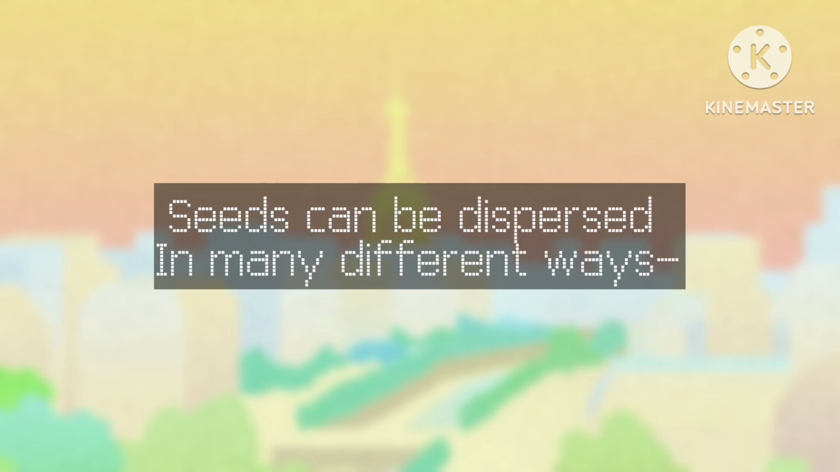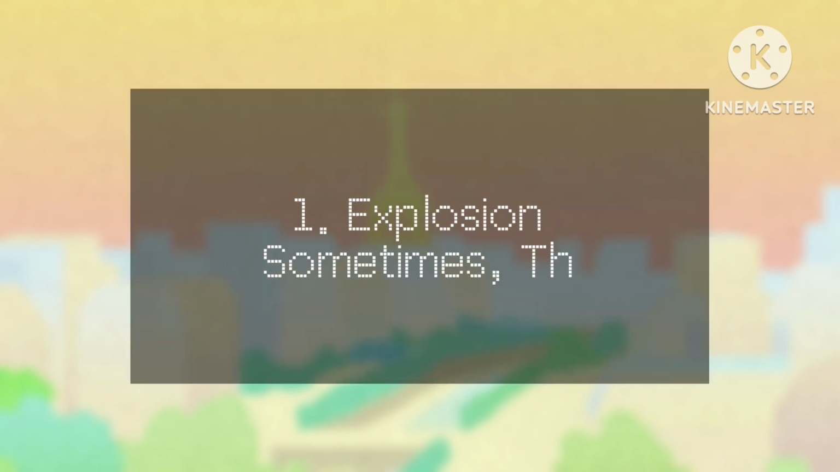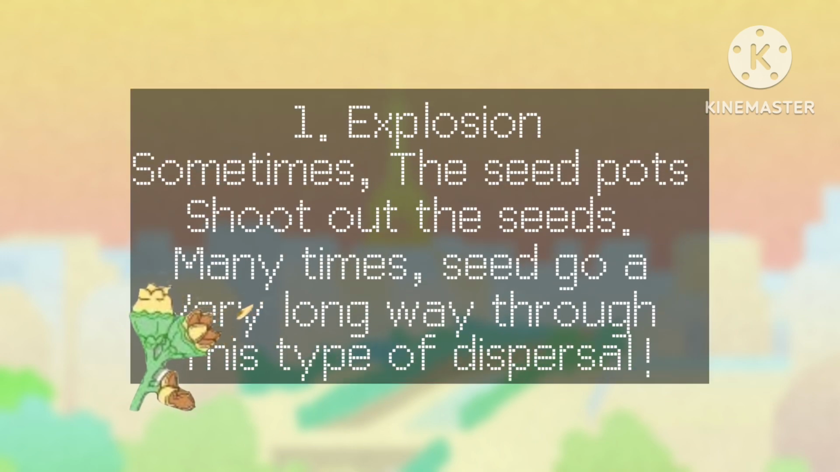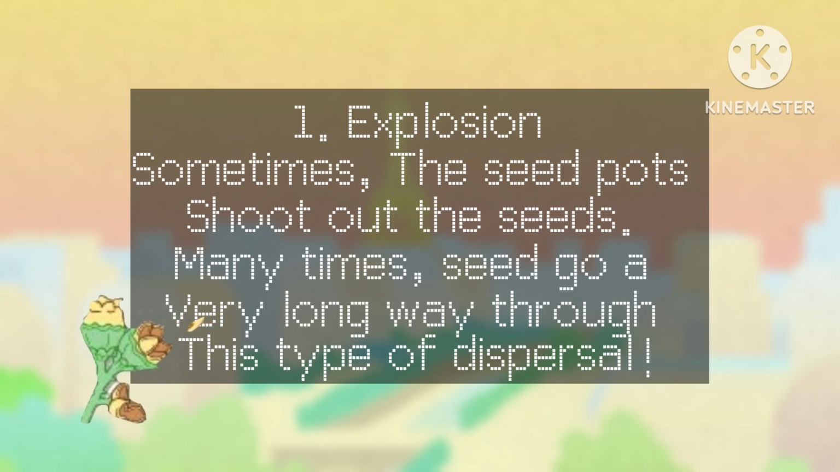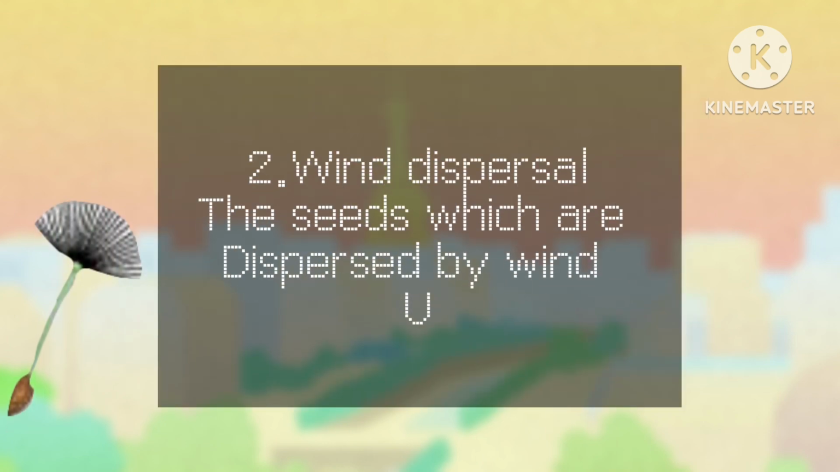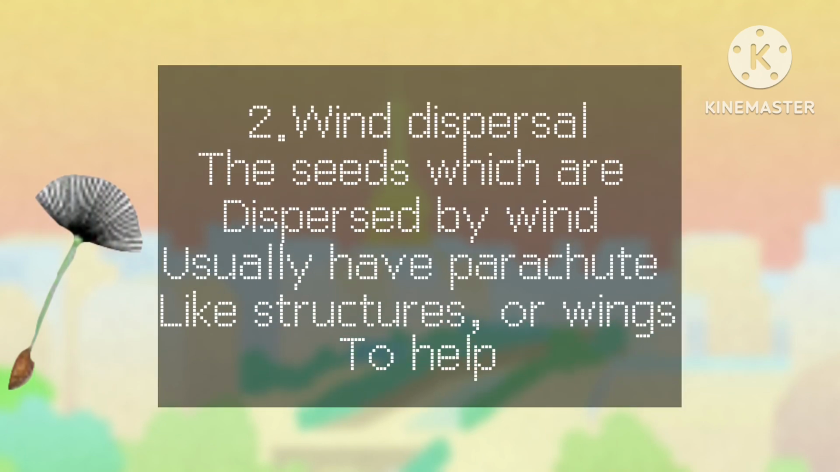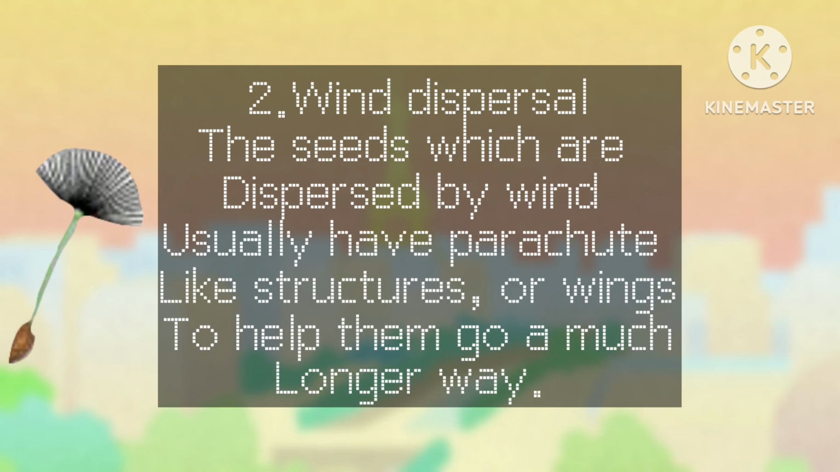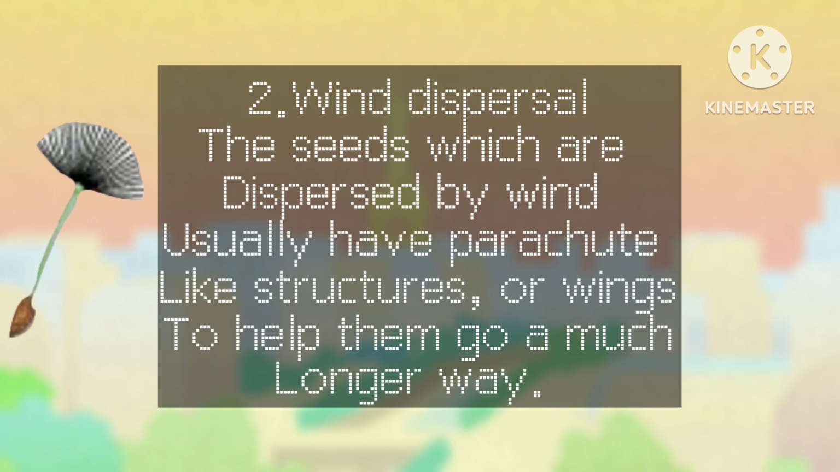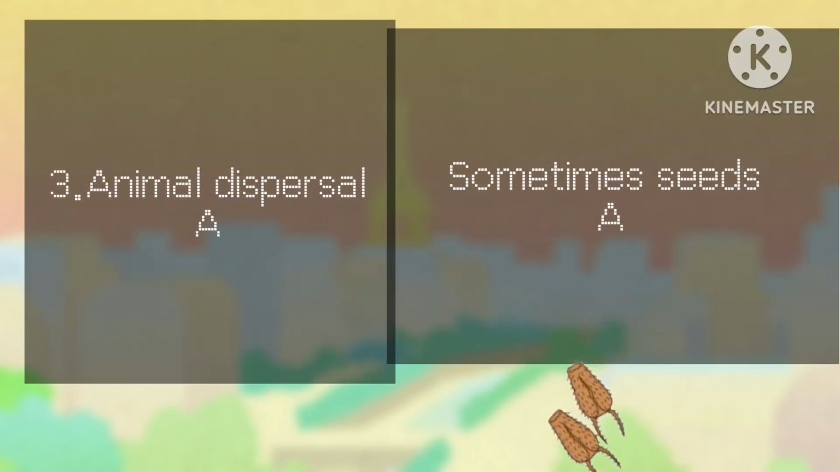Seeds can be dispersed in many different ways. Explosion. Sometimes, the seed pods shoot out the seeds. Many times, seeds go a very long way through this type of dispersal. Wind dispersal. The seeds, which are dispersed by winds, usually have parachute-like structures or wings to help them go a much longer way.